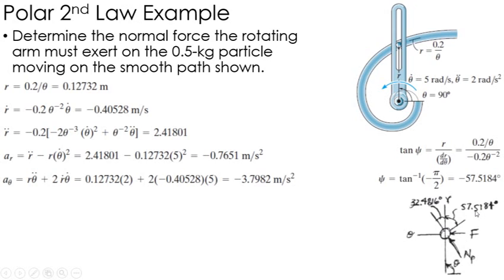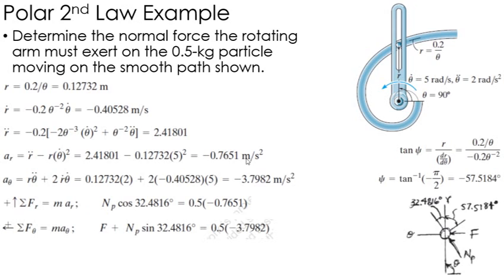Now that I have those angles, I can write my equations. So the sum of the forces in the radial direction is N P, and we're using the 32.5, which is just 90 minus the 57. That's this angle right here. So it's cosine, and that equals the mass times the acceleration in the r, which we just found up here. I also have my transverse, which is the force that I'm looking for, and then N P sine of the 32.5, and that equals m a theta, which we also found up here.